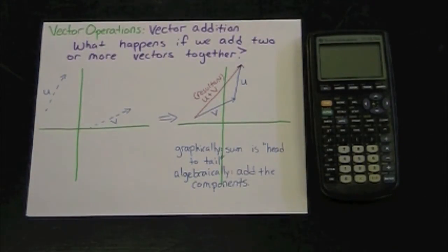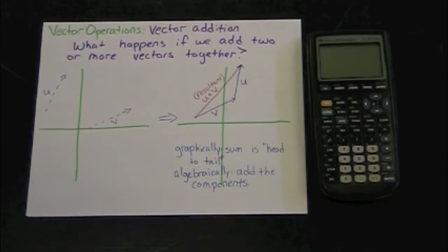We can also add two vectors together. You might think about this if you walk in one direction for some time and then change your direction and walk in a different direction. You could represent that either as the sum of your two vectors that you walked, or a vector starting from where you began and ending where you ended up.